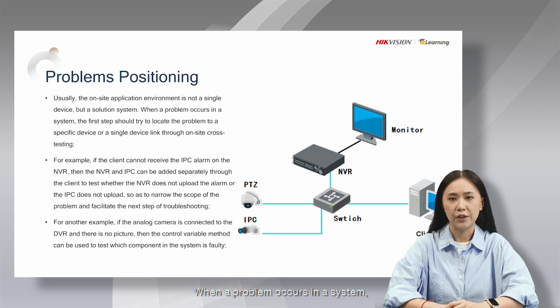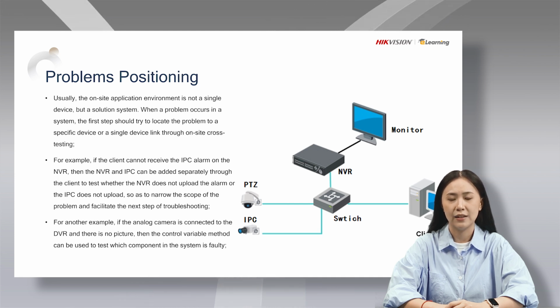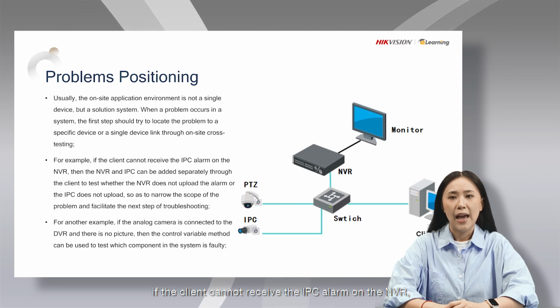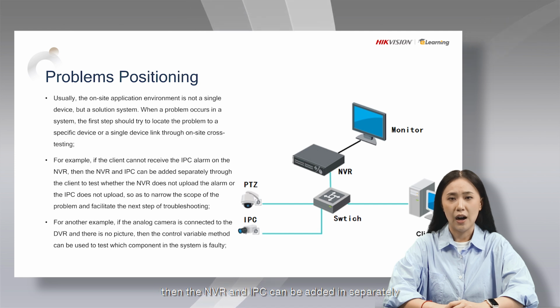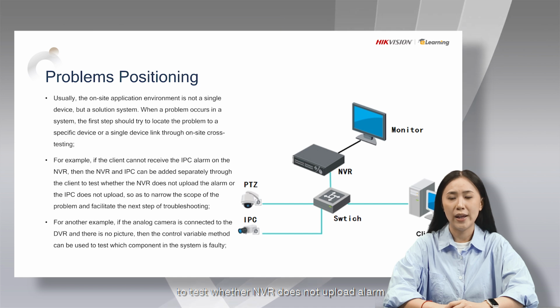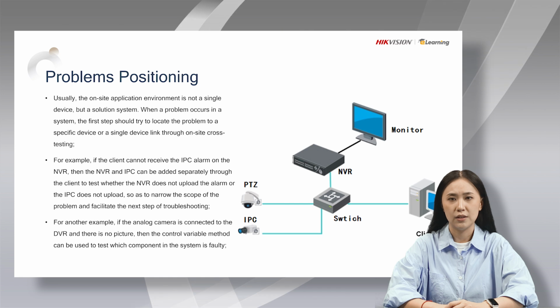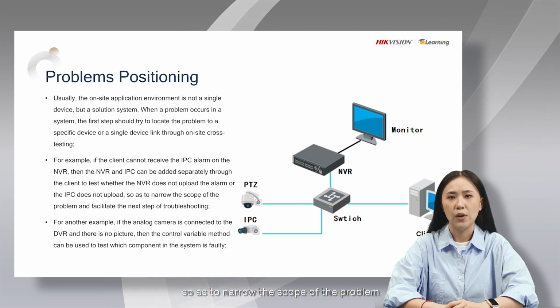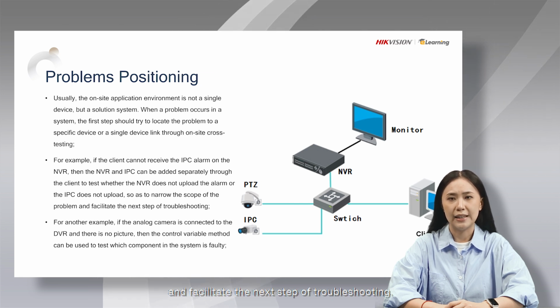When a problem occurs in a system, the first step should try to locate the problem to a specific device or a single device link through on-site cross-testing. For example, if the client cannot receive the IPC alarm on the NVR, then the NVR and IPC can be added separately through the client to test whether NVR does not upload the alarm or the IPC does not upload, so as to narrow the scope of the problem and facilitate the next step of troubleshooting.